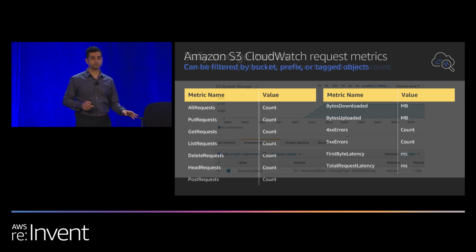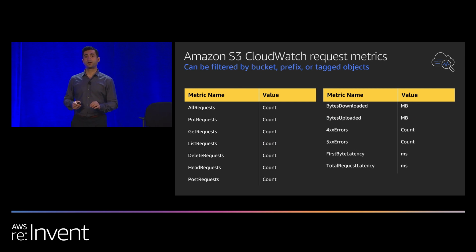Now, S3 provides request metrics as well, and you could use those to quickly identify and act on operational issues. These metrics are available at 1-minute intervals and can be filtered by prefix or tag. And this is very useful because it allows you to align your metrics to individual business applications, workflows, or even teams in your organization.